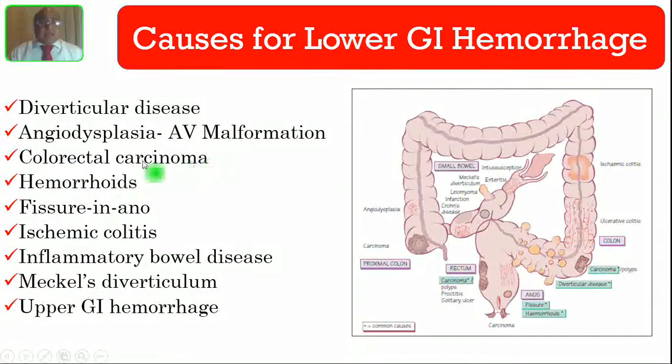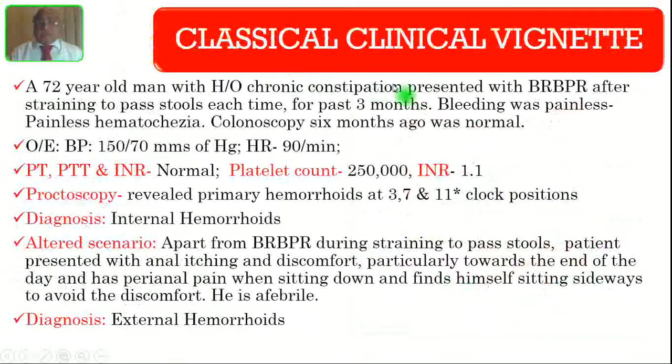Other causes are colorectal carcinoma, inflammatory bowel disease, and Meckel's diverticulum. Of course, very profuse severe upper GI hemorrhage can also present as hematochezia. So this is our classical clinical vignette.